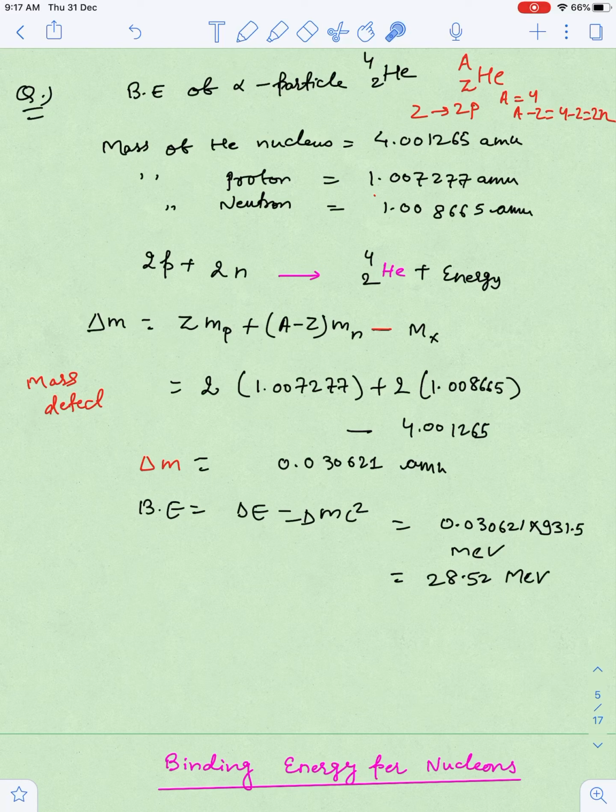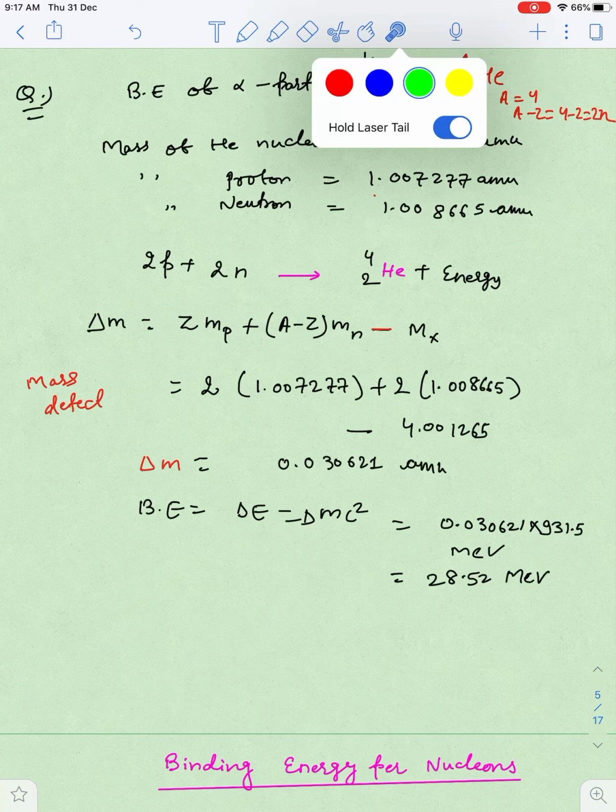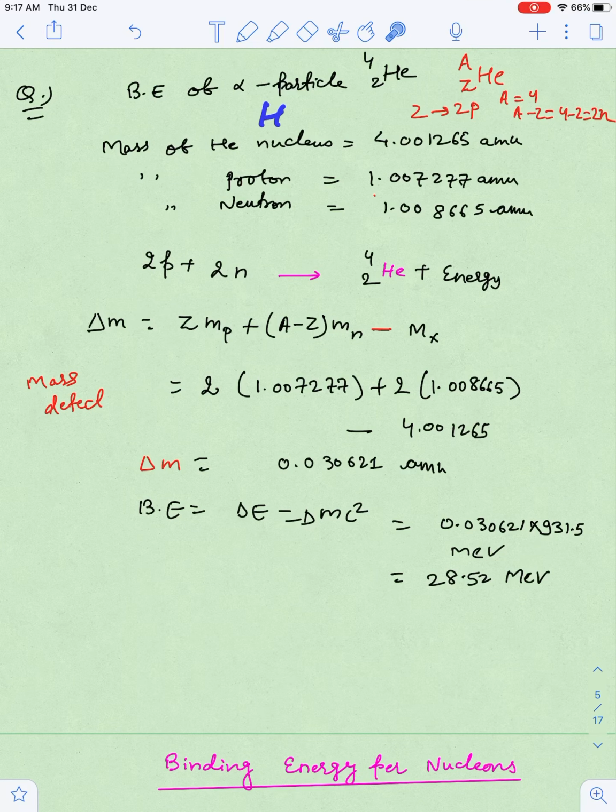Binding energy of alpha particle. Alpha particle is basically helium nuclei, He 2 4. So you have to calculate the binding energy of helium nuclei. The mass of helium nuclei is given as 4.001265 AMU. Proton mass and neutron mass are also given. So we have to calculate binding energy for alpha particle.